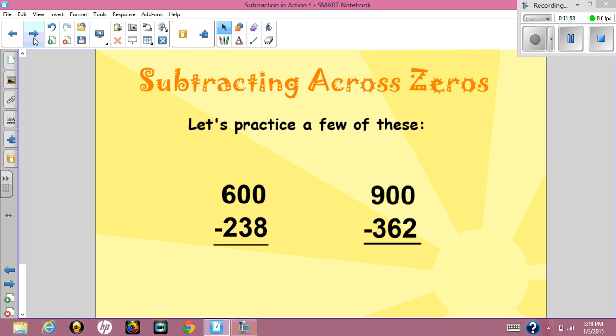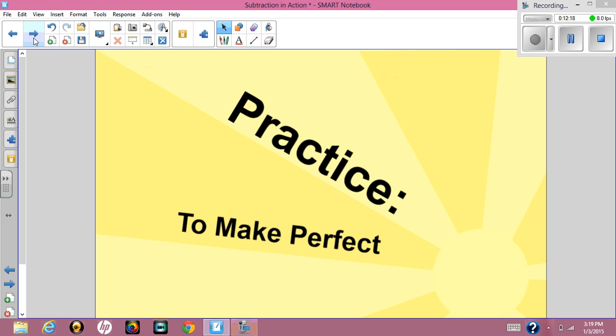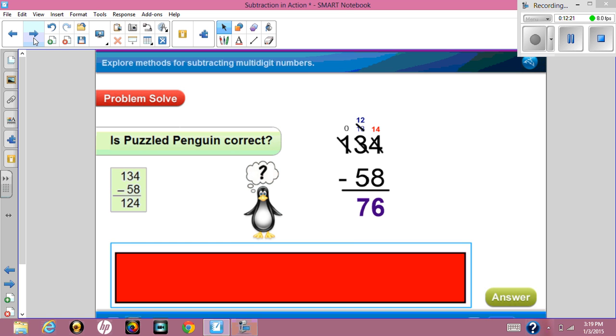Now, if you would like to pause this video and practice doing these two equations, subtracting across these zeros, you can use any of the methods that we demonstrated. You can go back and review those. We're going to move on and do a little practice ourselves. Practice does make us perfect.